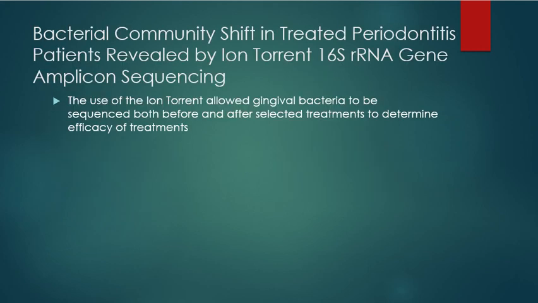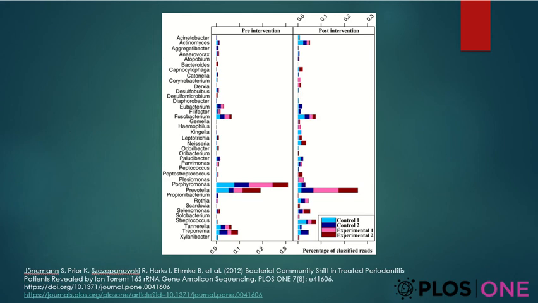The scientific article we looked at was on bacterial community shifts of patients with periodontitis and 2 different treatment options. The 2 treatment options were scaling and root planing to remove biofilm, and then scaling and root planing plus antibiotics. The use of IonTorrent allowed the gingival bacteria to be sequenced both before and after the selected treatments to determine the efficacy. This image shows the prominence of each bacterial genus in the controls and each experiment. Presence of the bacterial genus was determined via IonTorrent gene sequencing, looking at the 16S rRNA subunit.